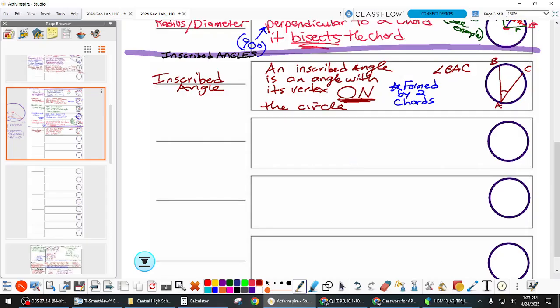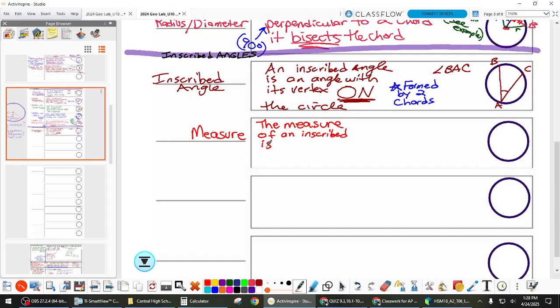Here's one relationship that we're going to talk about. Measure? That says measure. Like, how do we find it? Yeah. So the measure of an inscribed angle.